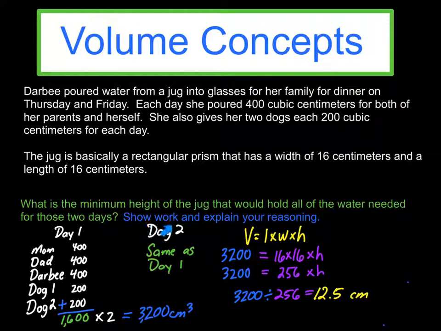We showed all of our work, and I talked through each step of the process. And if we were writing, we would want to finalize this with writing a sentence, restating the question: the minimum height of the jug would be 12.5 centimeters.